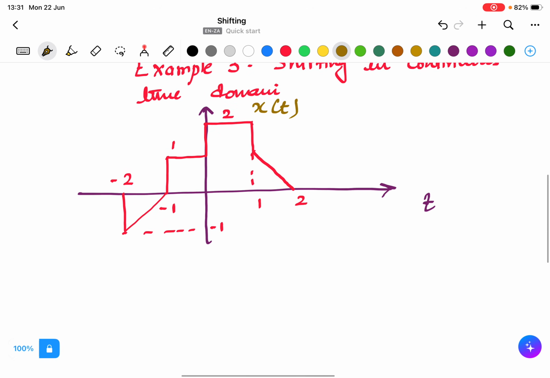The first one is your x of t minus 1. So if you want to shift, basically it's a direct shift. You have to shift the signal by a value equal to 1 on the positive side, or you can say right side. So it's shifting to the right side. So we'll draw it again.